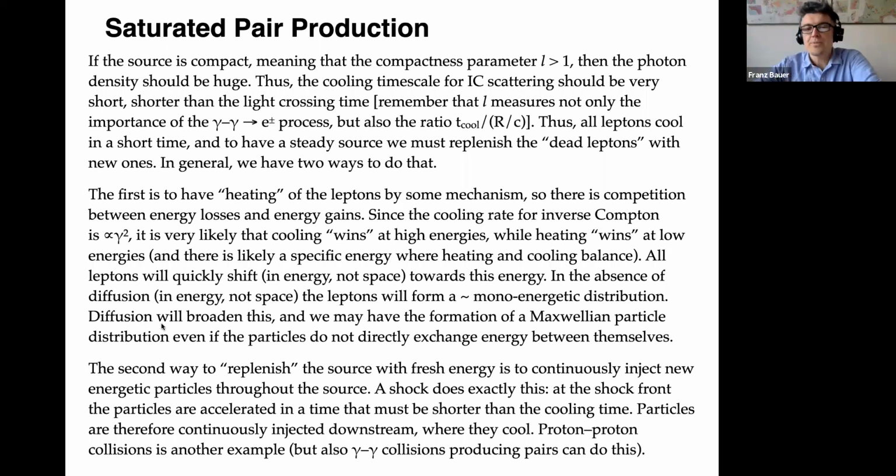This will broaden a little bit through diffusion. And so we may end up forming a Maxwell particle distribution, even if the particles are not directly exchanging energy between them. The other way to replenish this is to inject new energetic particles into this process. One way of injecting the particles is via a shock. Again, this is the sort of magnetic acceleration. You have a shock that's moving through, compressing, you have a compressed magnetic field, and that's allowing you to accelerate these particles.